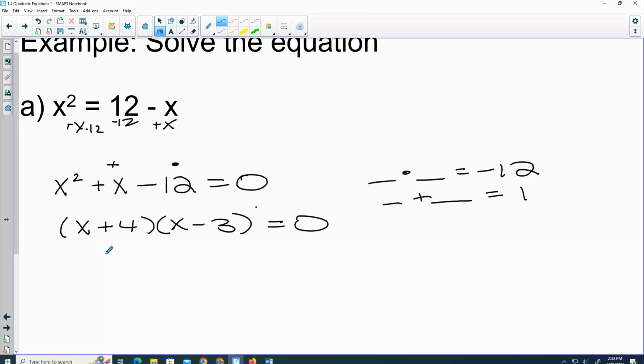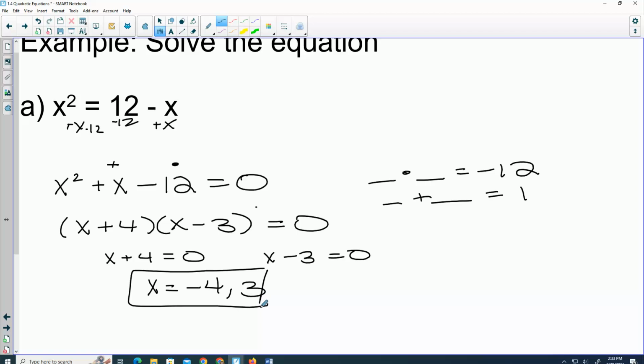Now, if I wanted to solve this, two things multiplied equals 0, that means one of those has to equal 0. So we get x could be negative 4 or positive 3. Can you check yourself on these? Absolutely. Plug them into the original and it will work. How many answers are you always going to get for a quadratic? 2. The highest power is 2, so we get 2 solutions when we solve that.